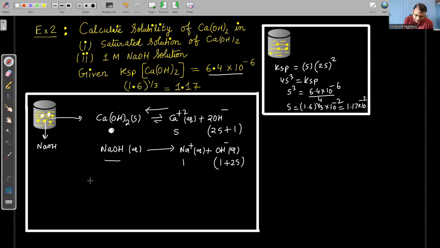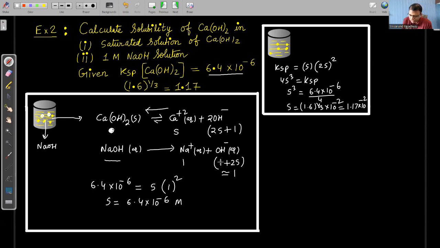So again here, the value of Ksp is not going to change because we are not changing the temperature. So 6.4 into 10 to the power minus 6. Concentration of calcium 2 plus ion in this system is equal to solubility of calcium hydroxide. And OH minus whole square, OH minus we can write 1 plus 2s, but we can neglect 2s with respect to 1. So we are taking approximation here. So 1 whole square. So from there we are getting that the solubility is equal to 6.4 into 10 to the power minus 6, which is very small with respect to 1. So our assumption is correct.